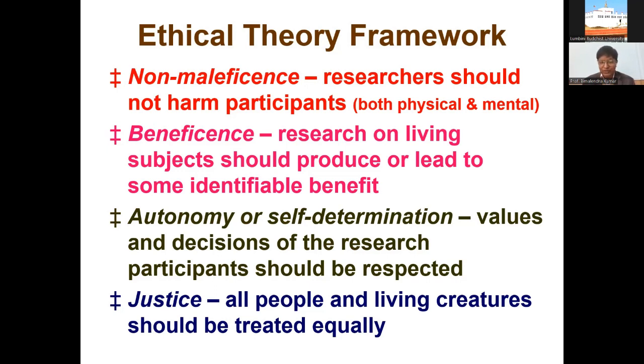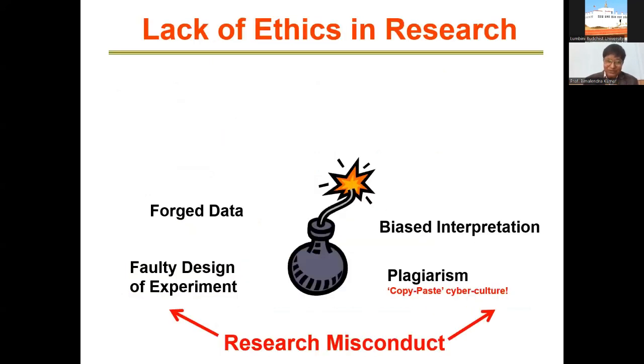Justice: all people and living creatures should be treated equally. Buddhism also discusses that all are equal. No one is inferior or superior. There should not be any distinctions related with any persons. So here ethical theory is also related with how social justice is related with our research.